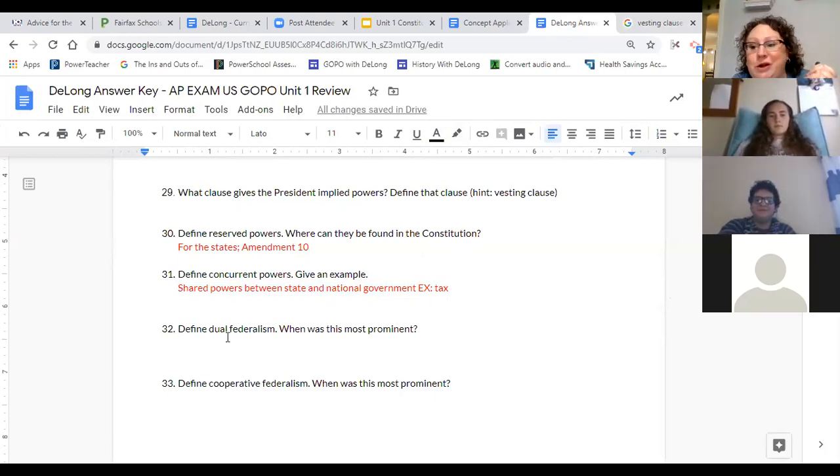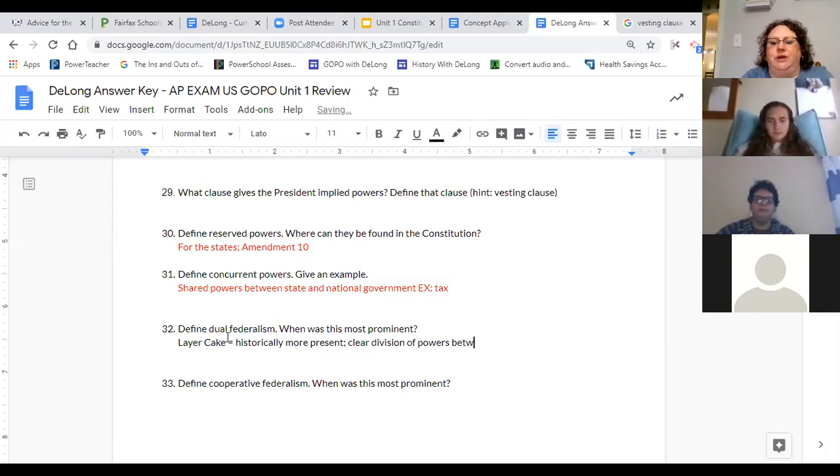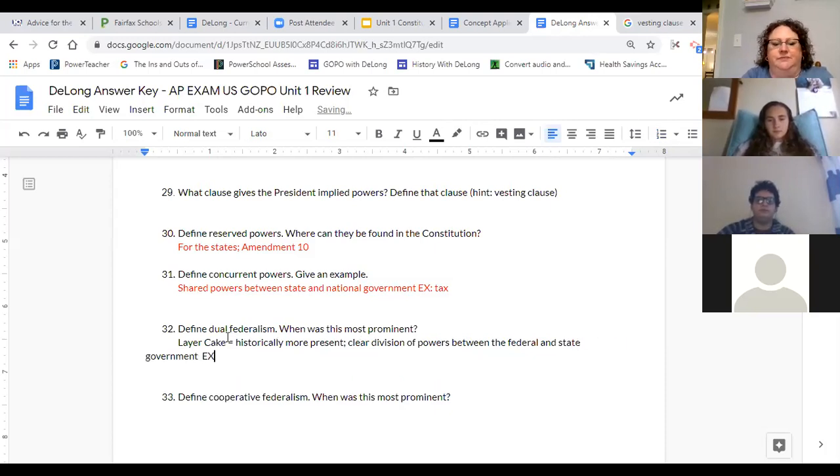All right, Dolan Cooperative Federalism. Let's talk about our cake. It's like when there's a divide line between what the state and what the federal government can do, like there's no mixing. Yes, so this is historically more present, and where there is a clear division of powers between the federal and state government. So historically, what would be a good example of this?